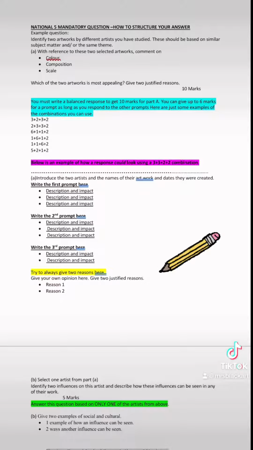I then like to write the first prompt and underline it, then I like to bullet point each of my description and impact statements underneath. For the last part of question A, always try to give 2 justified reasons as to why the artwork is most appealing. So here I've tried to give 2 reasons, reason 1, reason 2. That's highlighted at the yellow section.